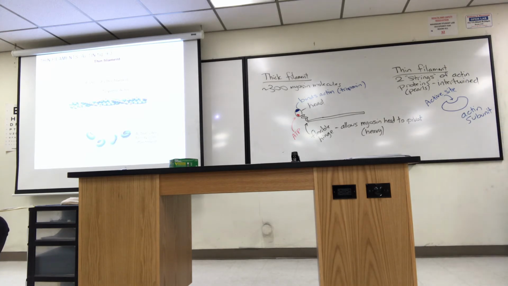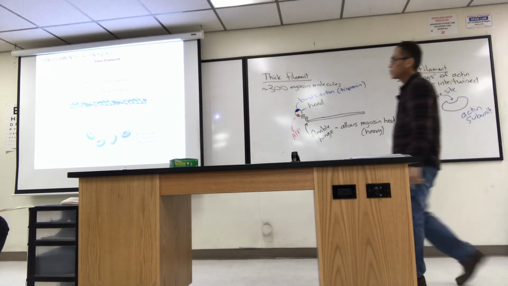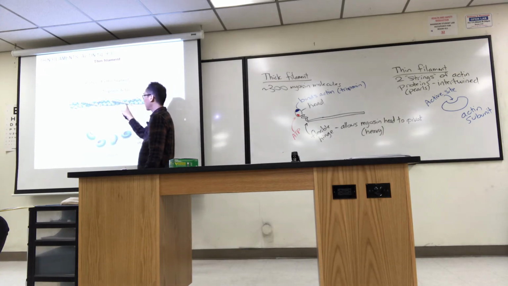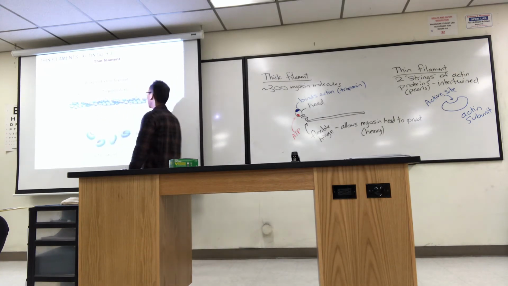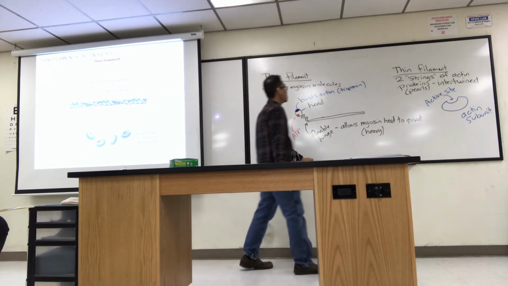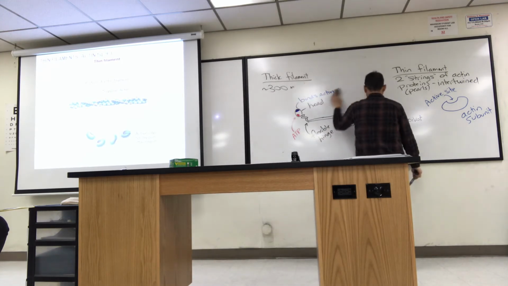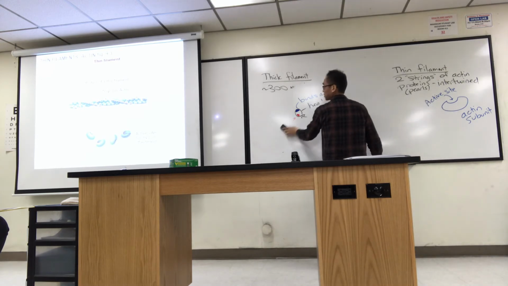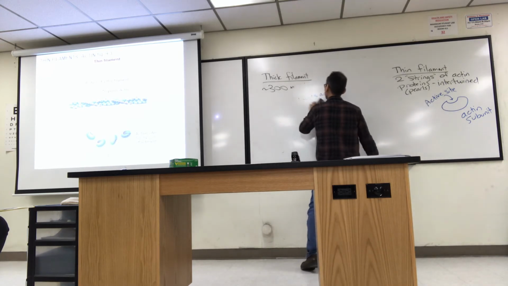Oh, the other thing's there. Then there's this little rope cord that blocks the active site. Okay. Continue over here. It's a tropomyosin.